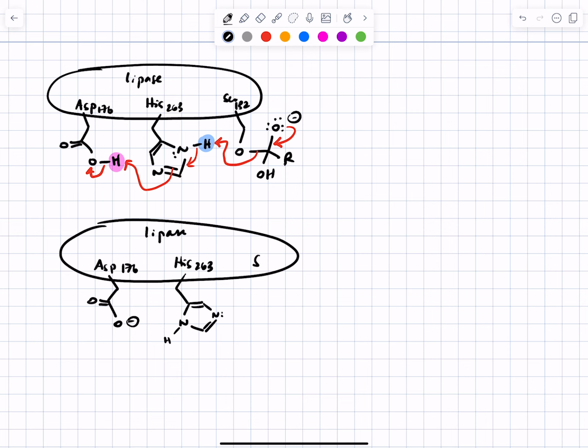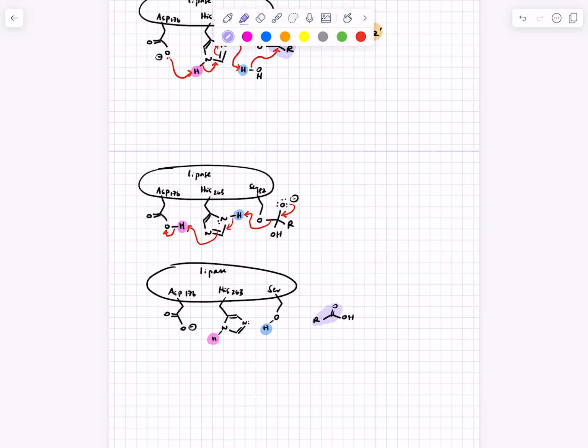And then serine was also in its neutral form, shown there. And the blue proton on serine, the pink proton on histidine. And then here is our liberated carboxylic acid. That's the fatty acid portion of our triacylglycerol. Okay, so that's the catalytic triad.